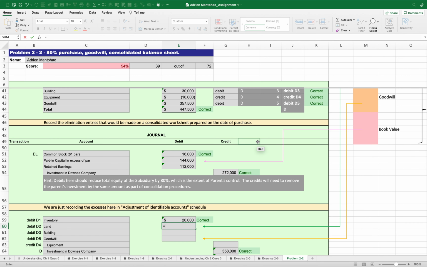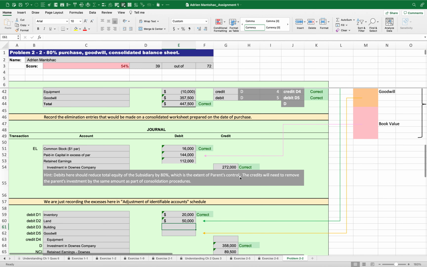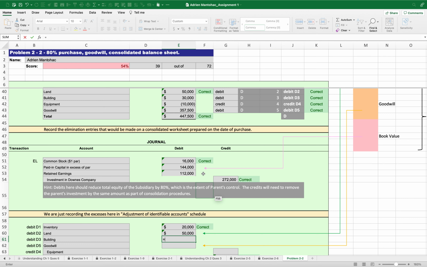We want to appreciate land on the consolidated balance sheet by 50,000. Remember, the initial part of it is already on the subsidiary's books. So when we combine it with this 50,000, it's going to have a net impact or net increase of 50,000 plus whatever the book value was for land, which was 40,000. So we'll eventually end up with 90,000 there. Good. Building, same thing. We want to increase it by 30,000. Again, that's what the debit here stands for. This is debit D3, right? Debit D3.